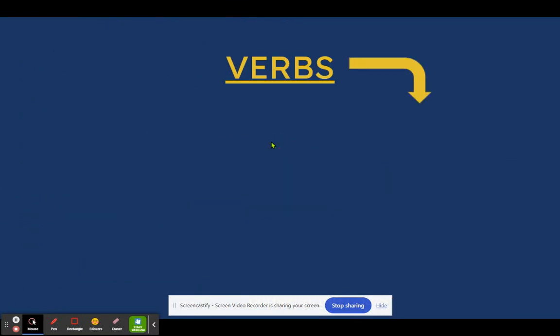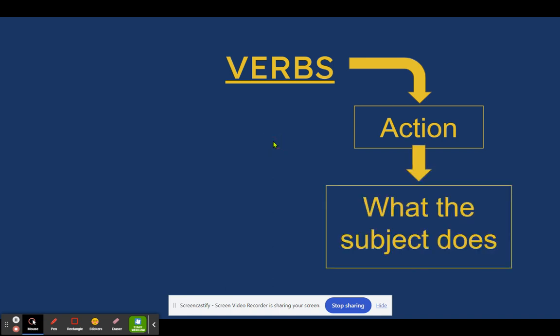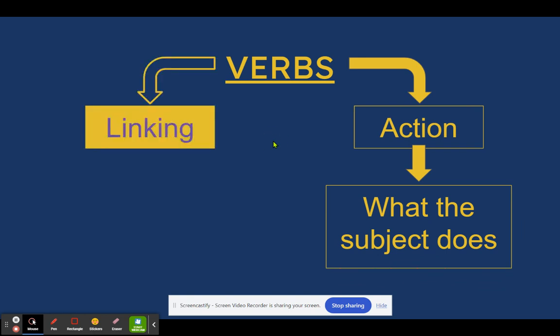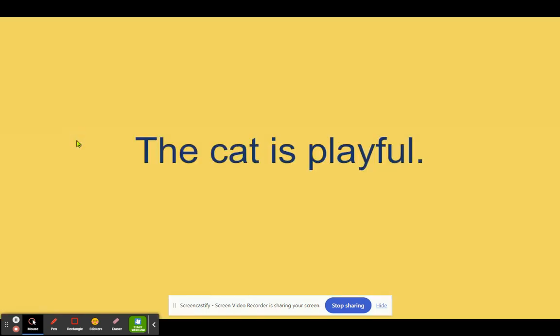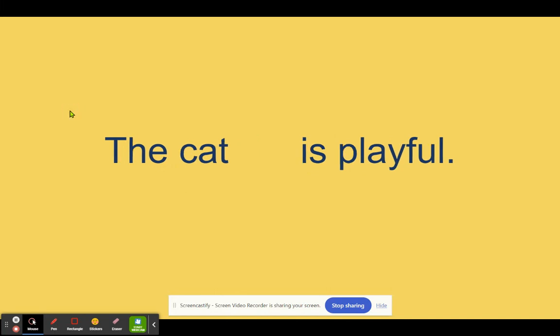Okay, so as we mentioned, there are two types of verbs. The one type of verb that you already know about is the action verb, and the action verb tells us what the subject does. So today's focus instead is going to be on linking verbs, and the linking verbs are what the subject is or what the subject is like. There's our focus. So let's take a look at this sentence. The cat is playful. Now, we can break that sentence apart into the subject and the predicate.